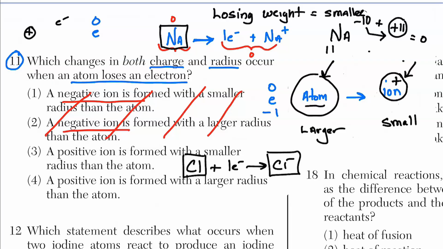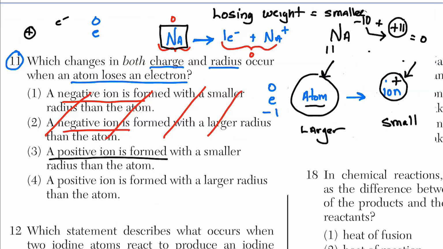Okay, so in any case, back to reality here. But a positive ion is formed with a smaller radius than the atom, because you lost electrons, you lost weight. Number 11 is 3.